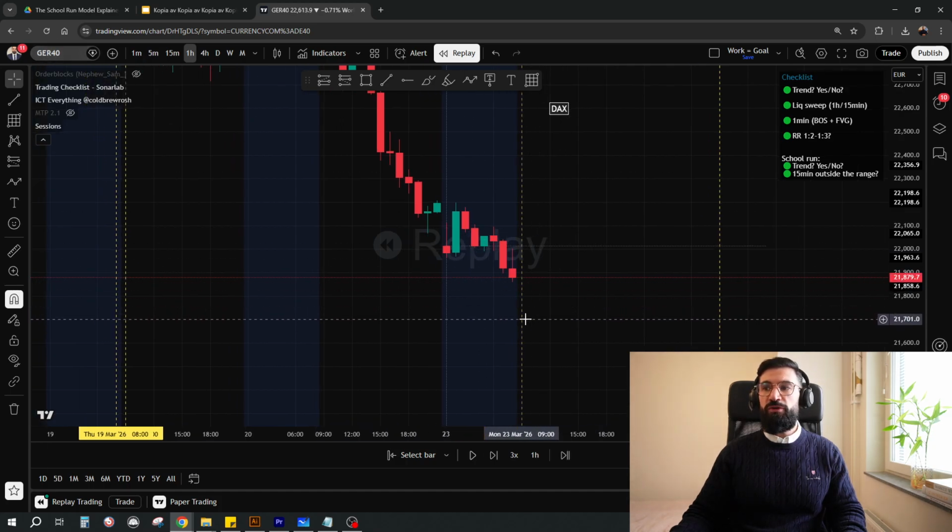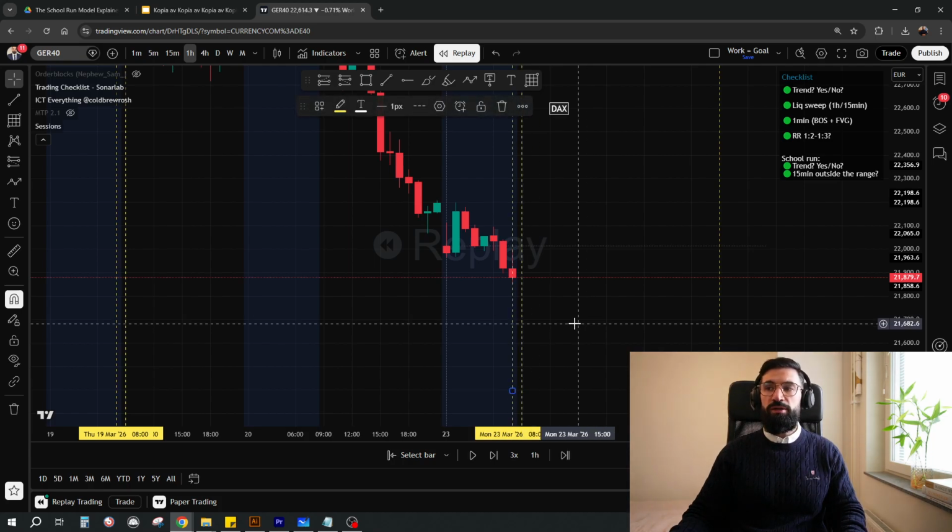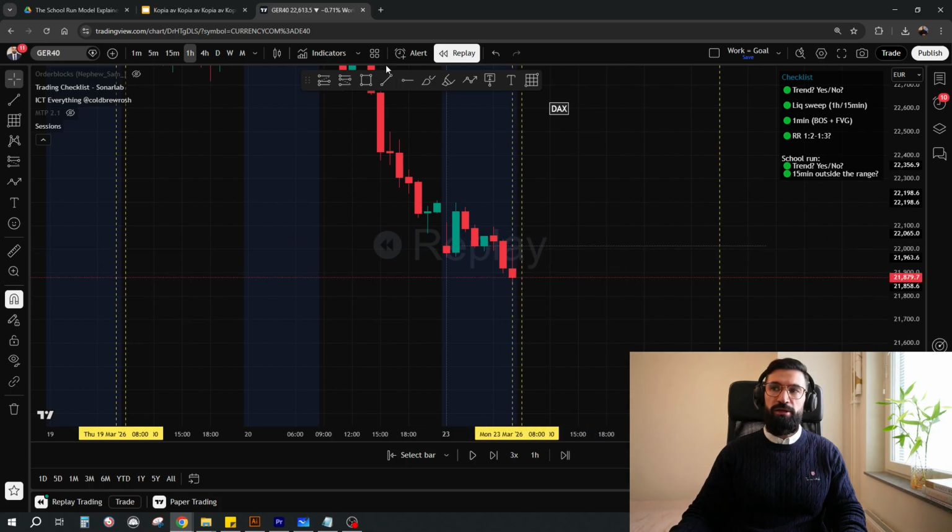So first thing first, I mark out the 9 o'clock London session open and the pre-London session open at 8 o'clock. So I'm looking for a break of structure on the 1 hour to find my bias of the day. So the bias is bearish. Why? Because there's a break of structure right here, and there's a break of structure right here also. This indicates that we are going bearish.